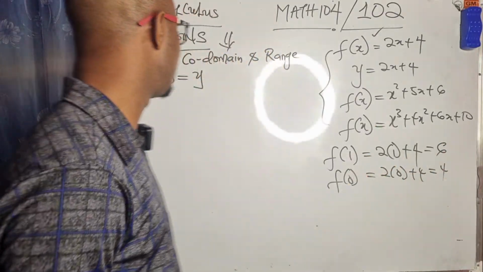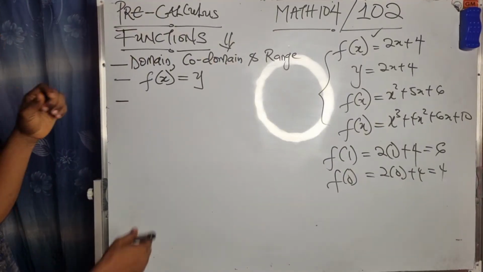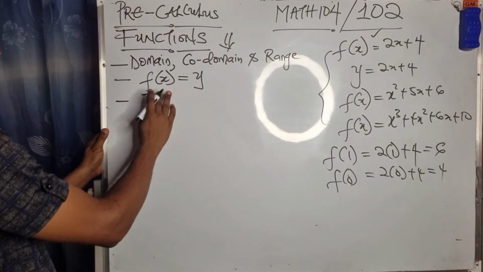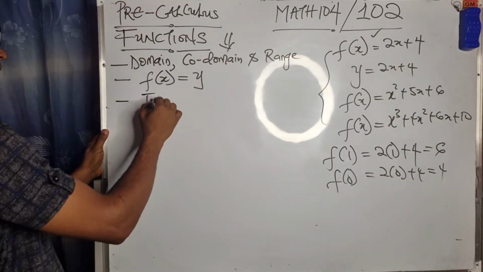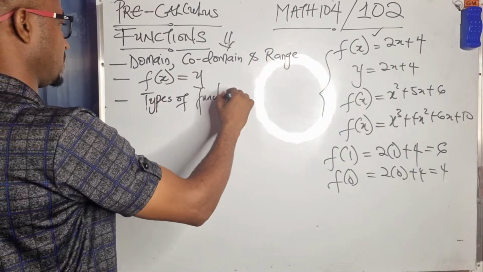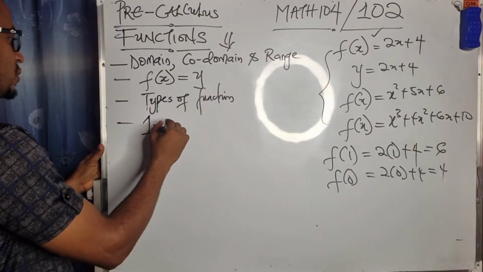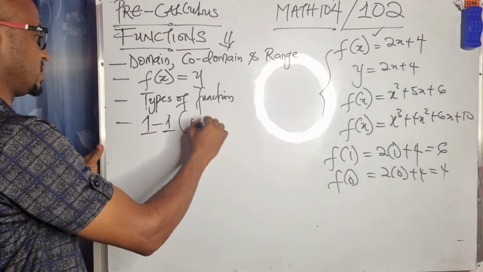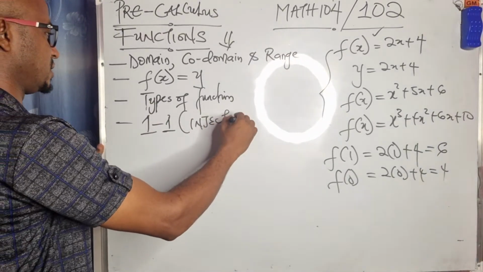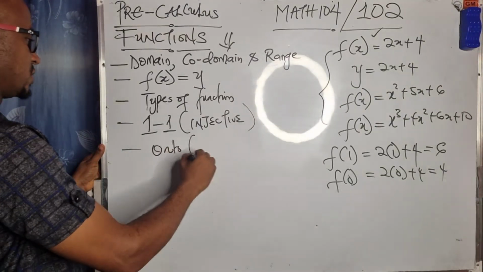Then we also have the types of mapping functions, or types of function. We talked about the types of mapping function, which include one-to-one, also called injective. We also have the onto function, which is called surjective.